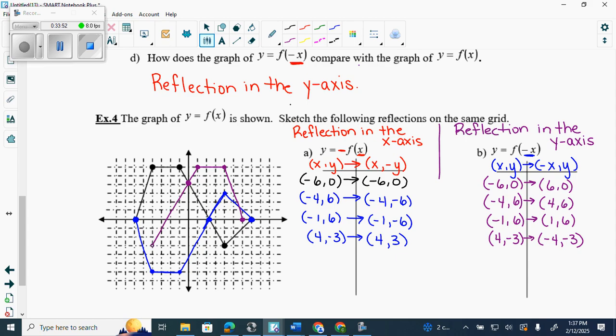And then I have 7, 0. It's going to become -7, 0. And now if you look at the black and purple, they're reflecting in the y-axis. We agree? When you're done, flip over.